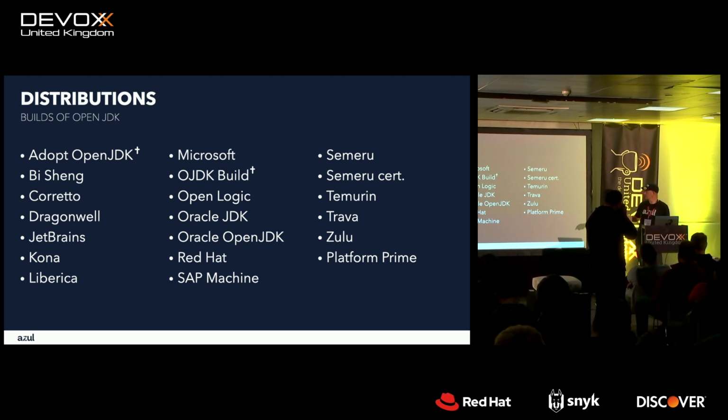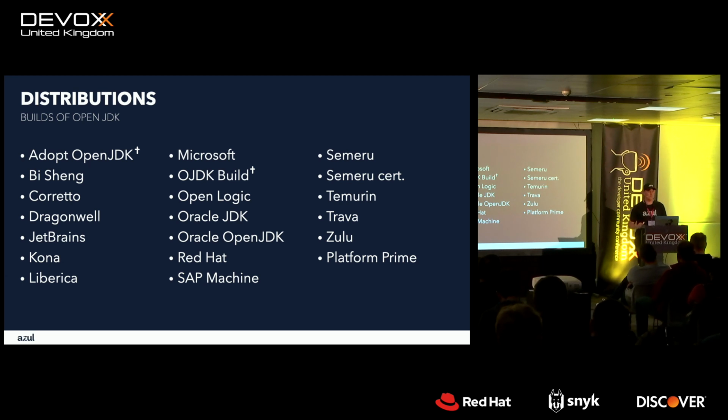So then we have stuff like Semeru. I have it 2 times on the list because there's a certified version and there's a community version, and there's a difference there. I will tell you later what it is. And then we have stuff like Oracle OpenJDK. And this is sometimes what people mean when they say, I use OpenJDK.